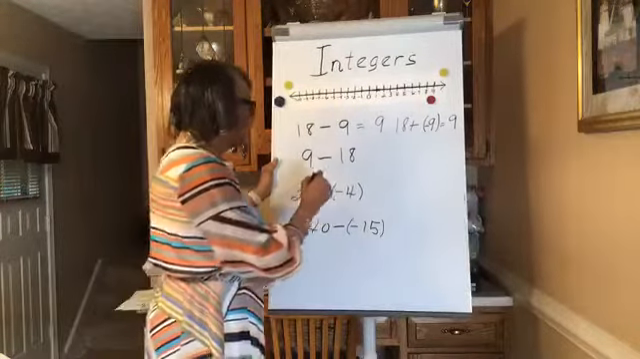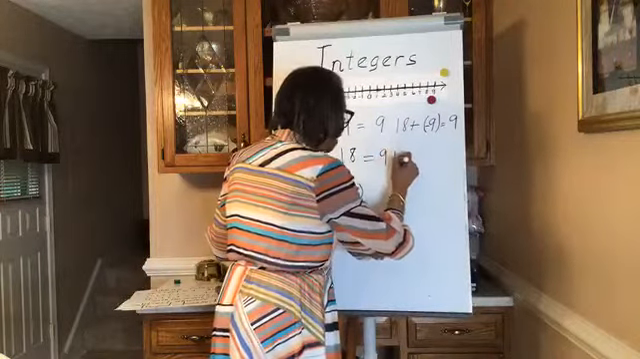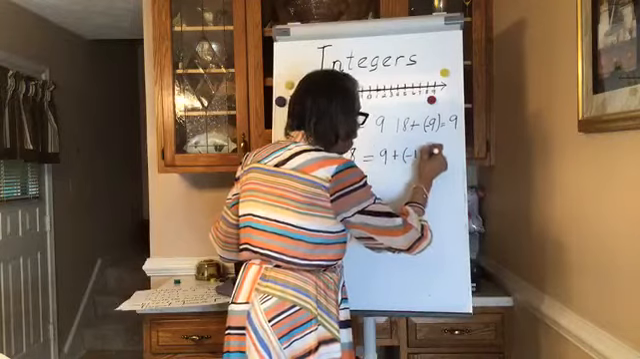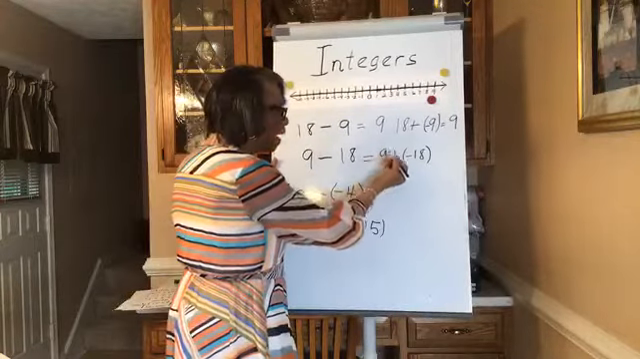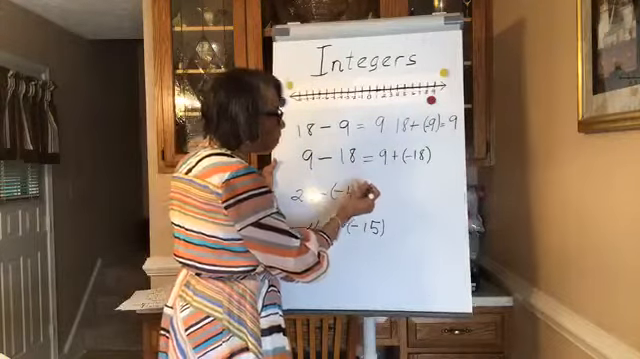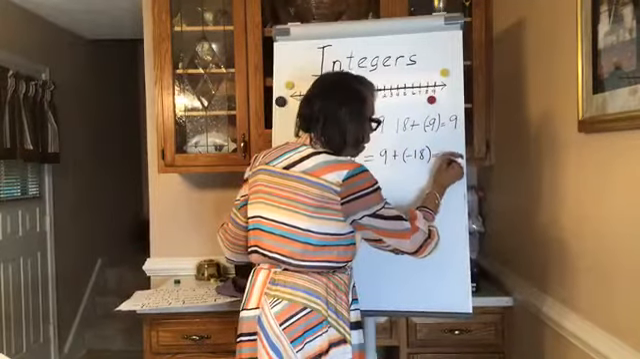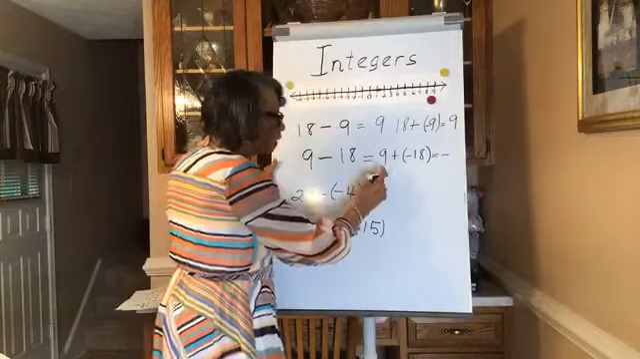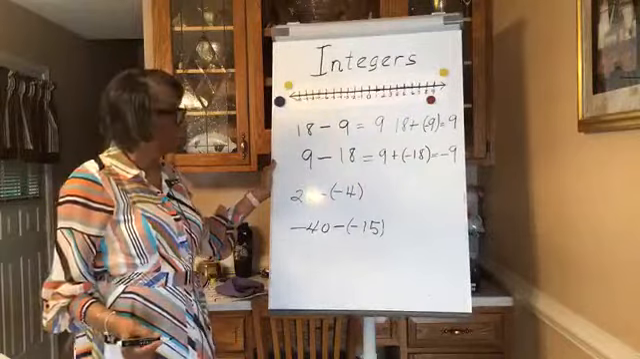All right, let's do 9 minus 18. Turn it around. So that's 9 plus the opposite of 18. Remember, we did this on the number line and we saw what happened. So it's the same thing as adding 9 plus negative 18. So let's see what we get here. All right, the sign of the large absolute value is negative. The absolute value 18 minus the absolute value 9 is 9. So the difference is negative 9.